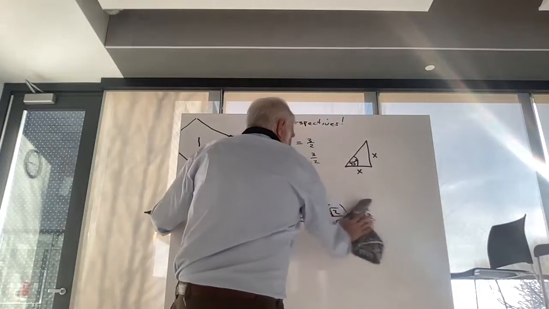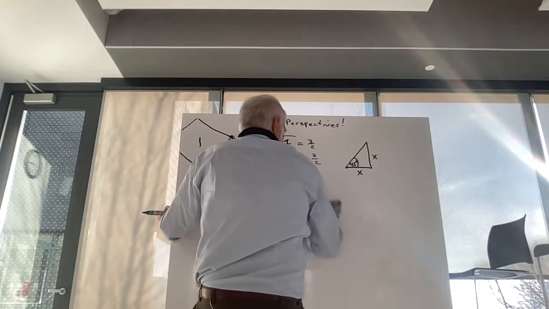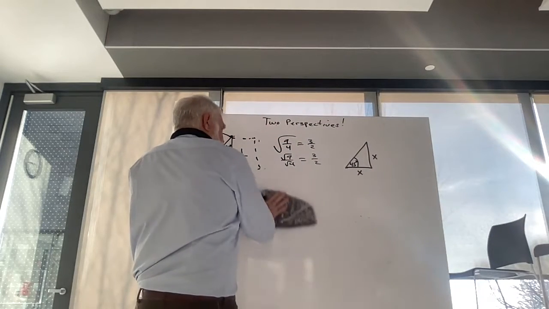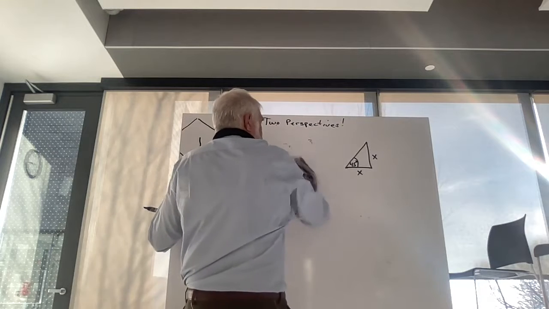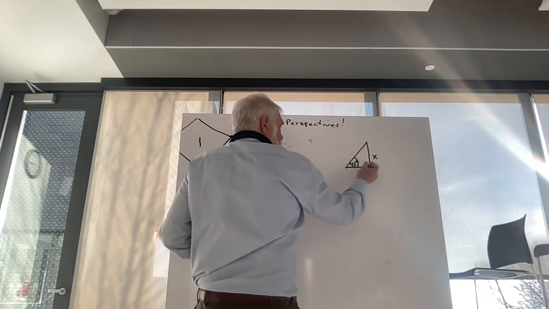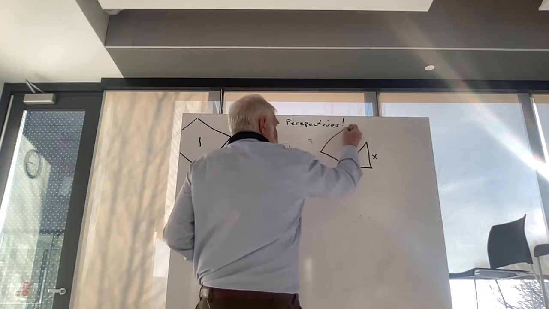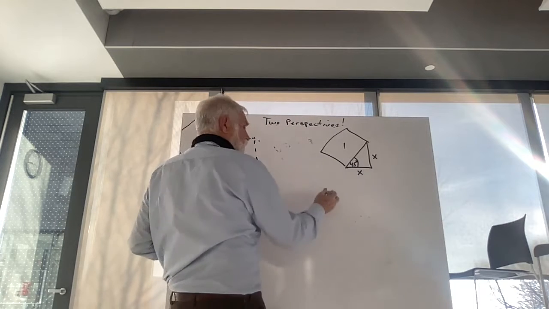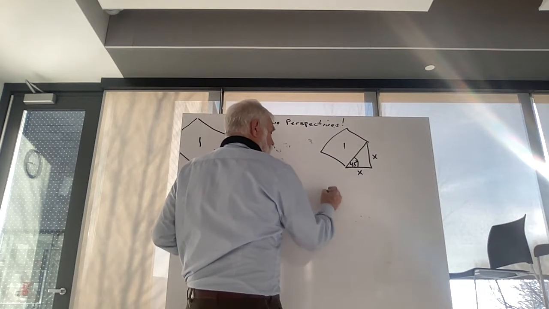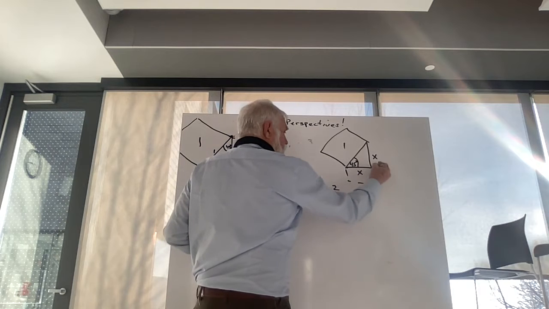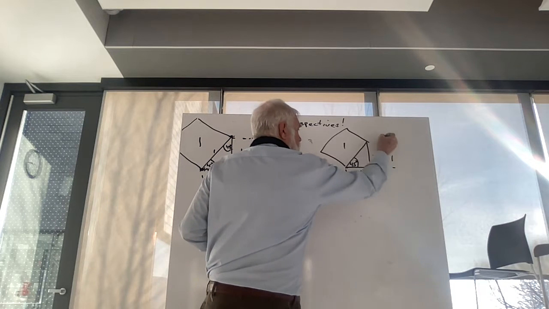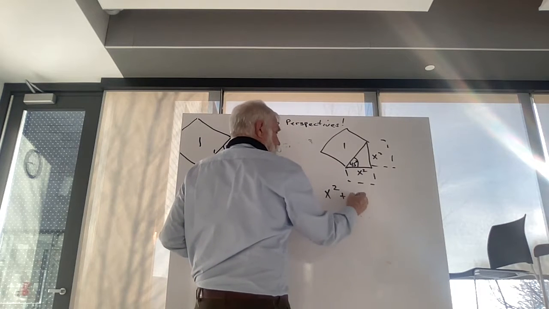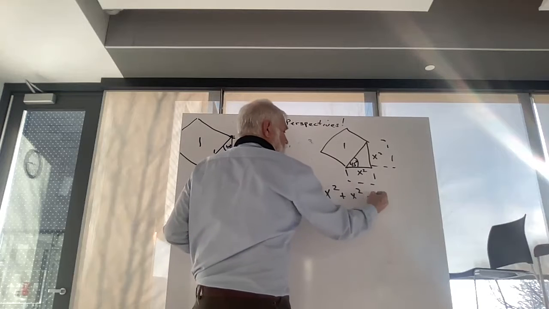All right, so what's the other perspective? Well, the other perspective is basically doing what we just did, but from a symbolic standpoint. From the symbolic standpoint, we're trying to find those sides. We know that this is 1. So this is the symbolic work that went with this picture. x squared plus x squared equals 1.